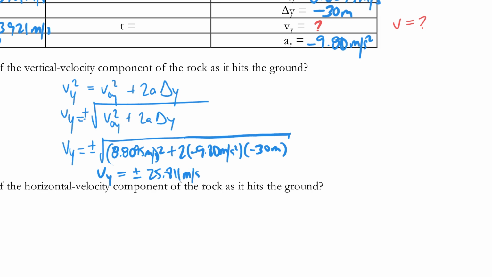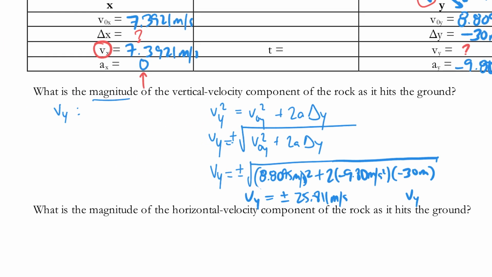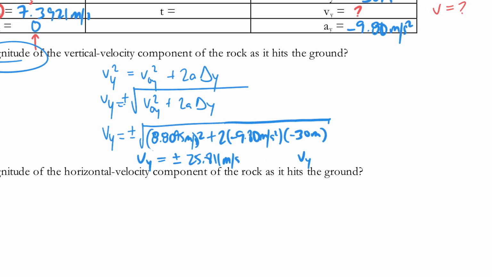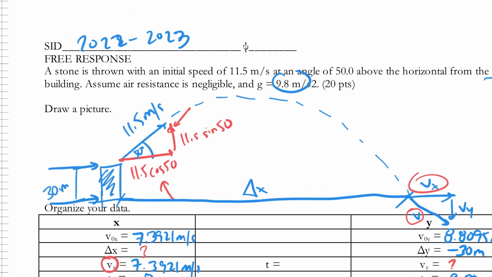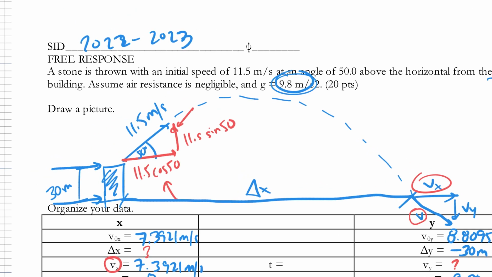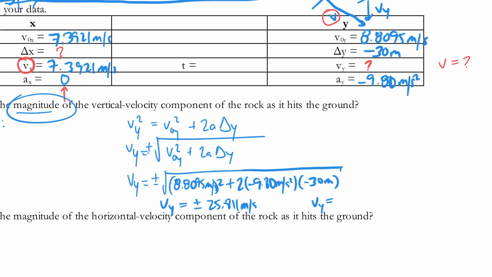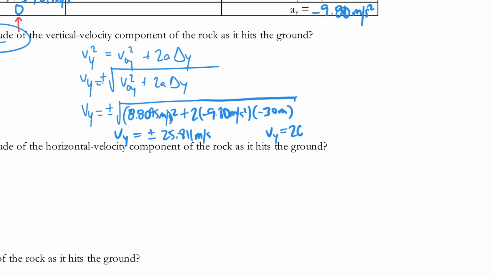But in this case, because we only want the magnitude, because that's what it asked for, we'll say Vy equals, what do we want, 3 sig figs in this problem? If we look at the original question, G only has 2, so I guess we only need 2 sig figs. So this would be 26 meters per second. Okay, that'll be the reported answer. That's the magnitude of the vertical velocity.